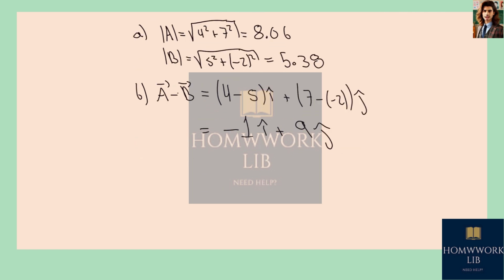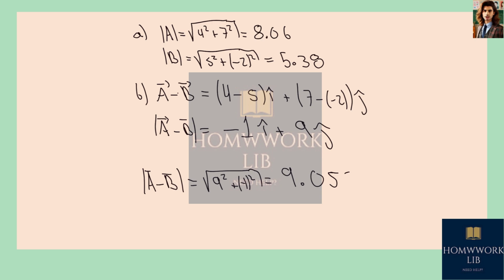Now we want to find the magnitude of a minus b. Remember, this is a minus b. The magnitude of this vector is going to be equal to the square root of 9 squared plus minus 1 squared. So the square root of 82, which is 9.05. Well, 9.055 in this case.